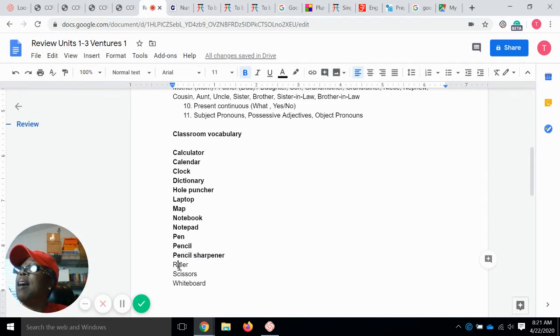Then, of course, we have a ruler, scissors, and whiteboard. Oh boy, don't we miss the whiteboard from class?